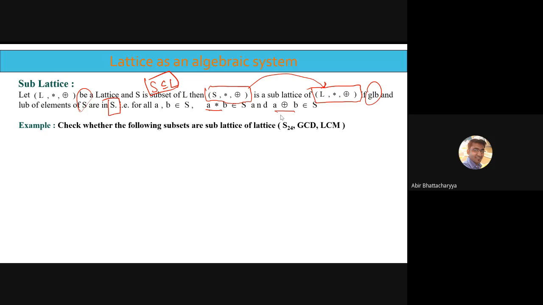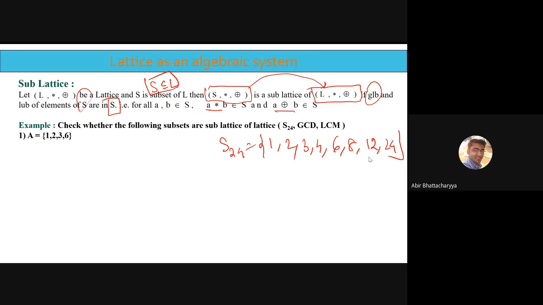So S24 under GCD and LCM is a lattice. We can prove this as a lattice as an algebraic system. Now you have to check the following subset. S24 is 1, 2, 3, 4, 6, 8, 12, 24. So this is your S24. Take any subset from S24, like {1, 2, 3, 6}, call it A. Now you have to check whether A is a sublattice or not under the GCD and LCM.